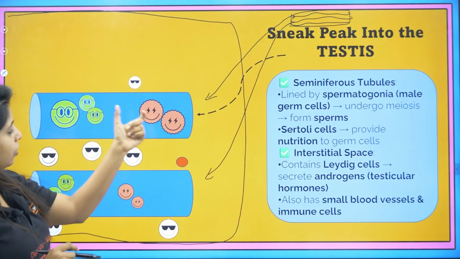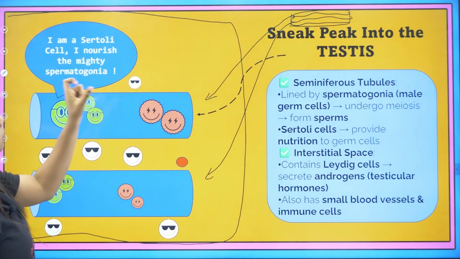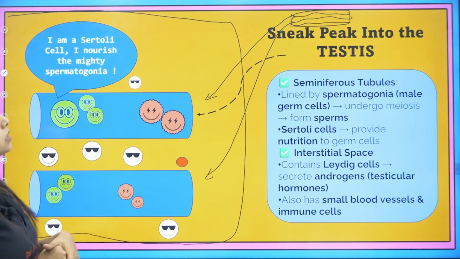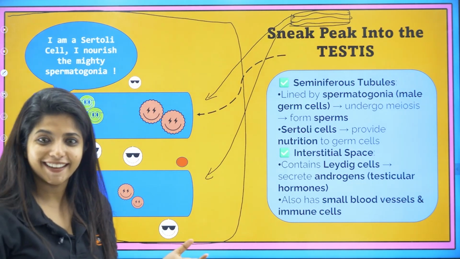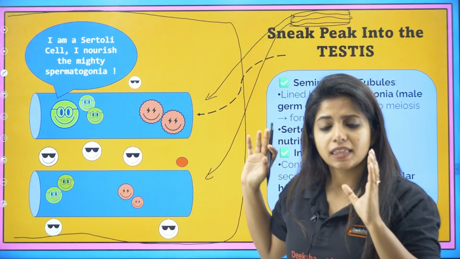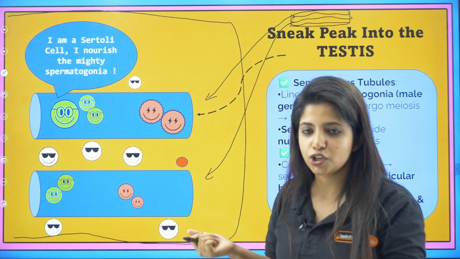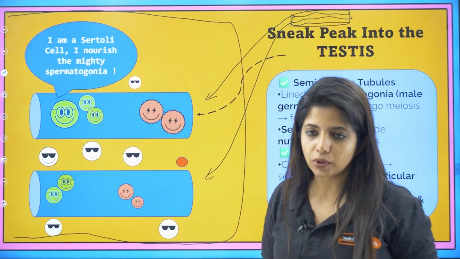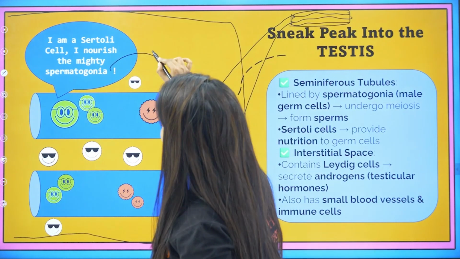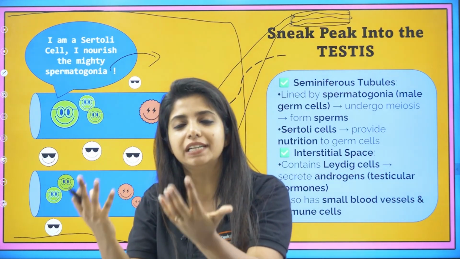Now over here you have few things. So you see green color, orange color, white color things out there. They have something to tell you guys. So I am a Sertoli cell. I nourish the mighty spermatogonia. What is it? Sertoli cell, my dear children, as you can see over here, this guy is doing something. That is what? Nourishing. This guy is nourishing. Nourishing what? The spermatogonia. What are spermatogonia? Spermatogonia are the ones that would be giving rise to the future sperms later on.